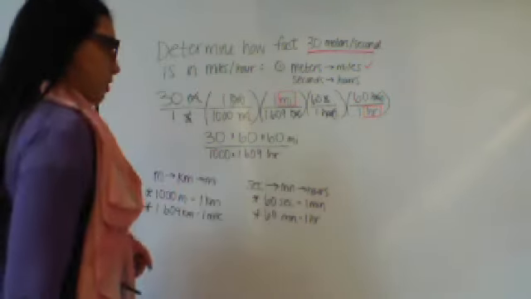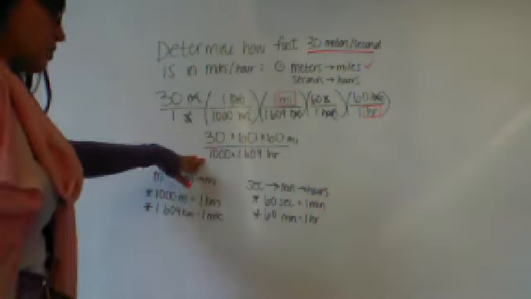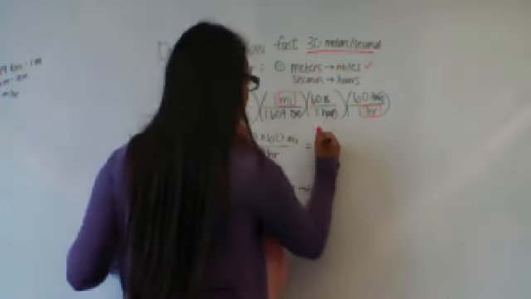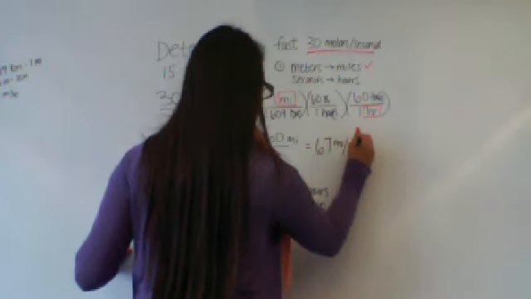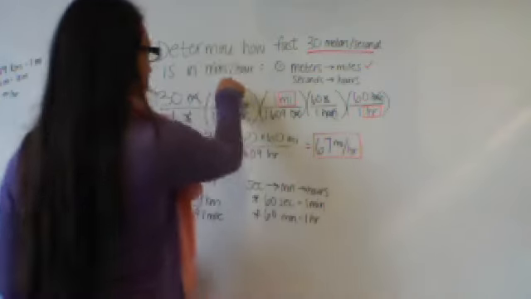So we're going to end up with miles per hour. 30 times 60 times 60 divided by 1,000 times 1.609. That's going to give us our answer of about 67 miles per hour. So our final answer is in exactly what units we want it to be in.